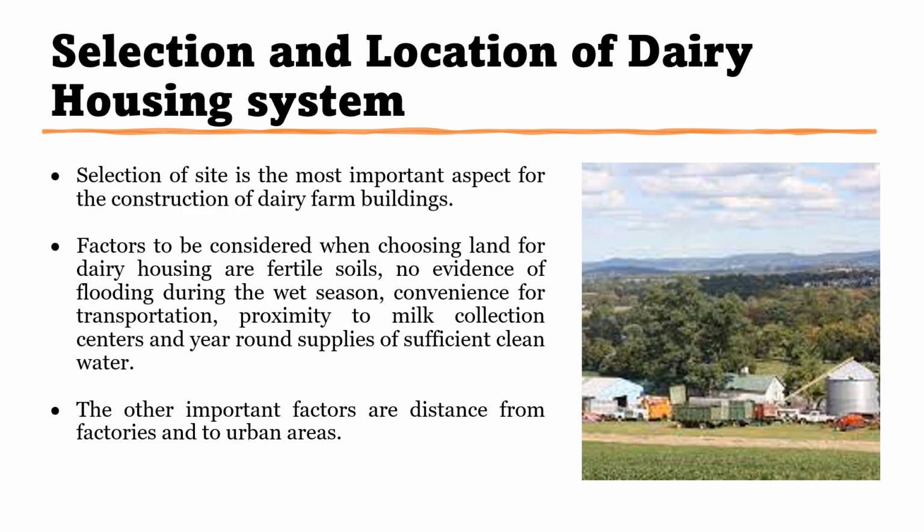Before going to learn about the systems of housing, we shall look at the selection and location of a dairy housing system. Selection of site is the most important aspect for the construction of dairy buildings. Factors to be considered when choosing land for dairy housing are fertile soil, no evidence of flooding during the wet season, convenience for transportation, proximity to milk collection centers, and year-round supply of sufficient clean water. The other important factors are distance from factories and to urban areas.